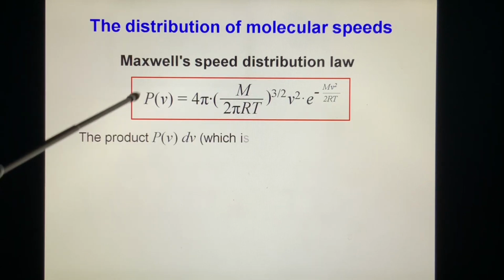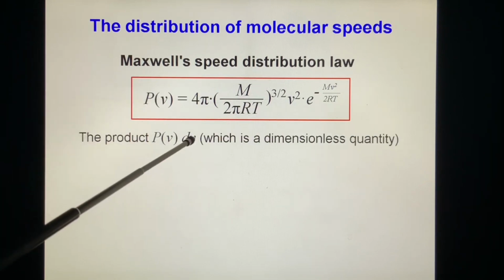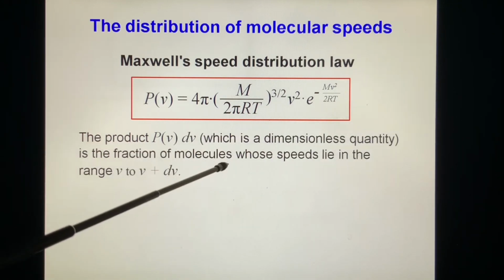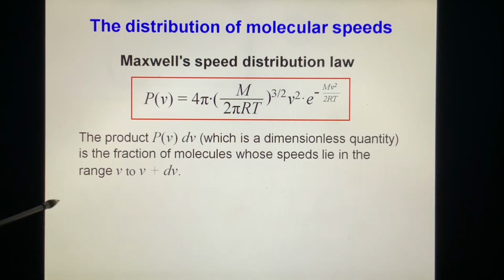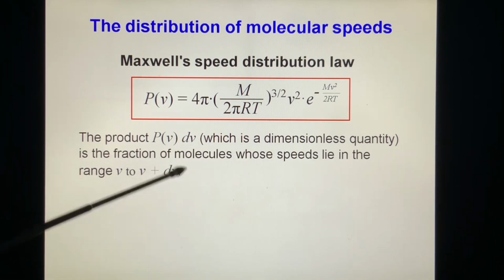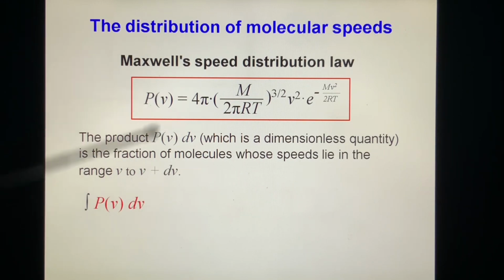This is called the product P(v) times dv. Remember, P(v) dv is a dimensionless quantity, the fraction of molecules whose speed lies in the range v to v plus dv. Its physical meaning is the probability for speed between v and v plus dv.